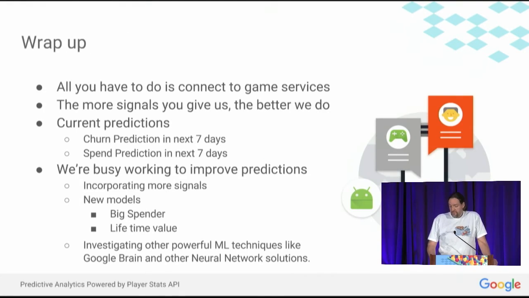So in conclusion, if you want to get these type of powerful predictions from us, all you have to do is connect to our game services. The more signals that you give us, the better we can do. We currently have two models that we make predictions on, churn prediction and spend prediction. We're busy working to make improvements. We have two more models, big spender and lifetime value, and we're investigating other ML technologies that we have at Google, such as Google Brain and other neural network solutions.